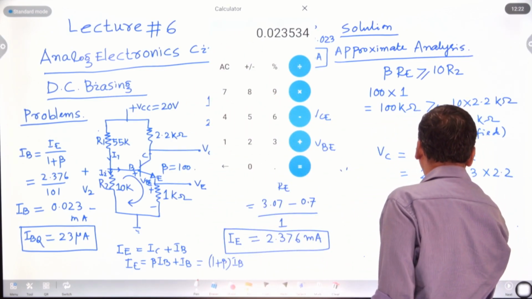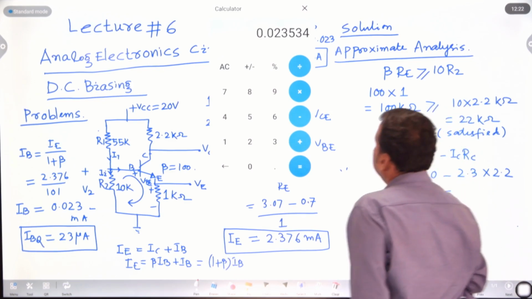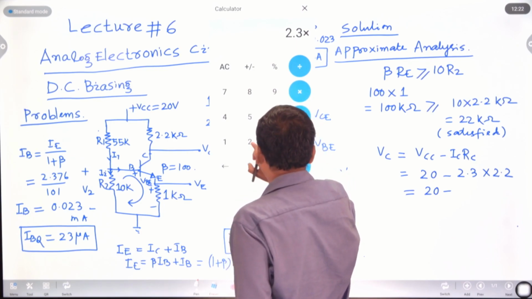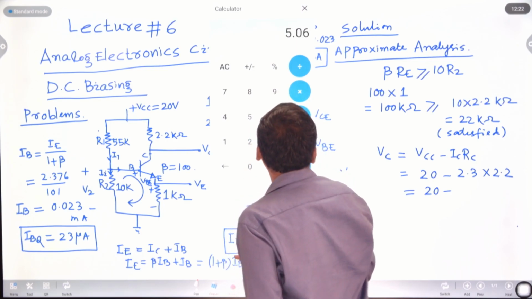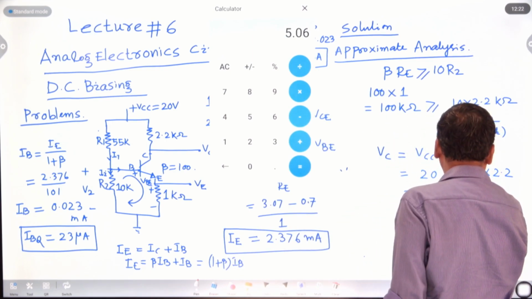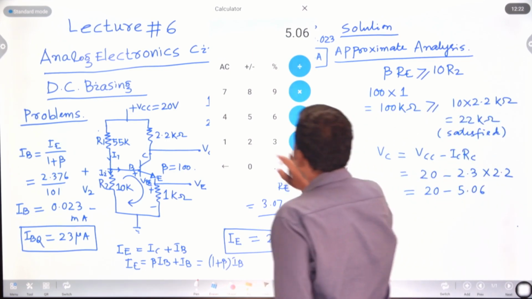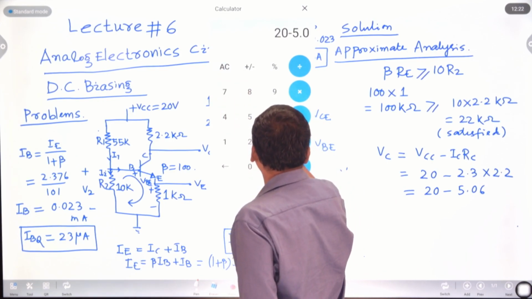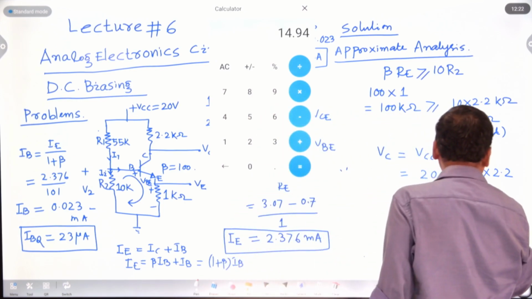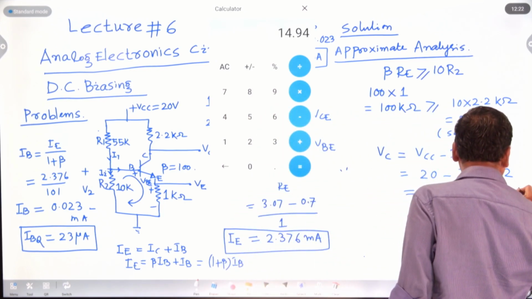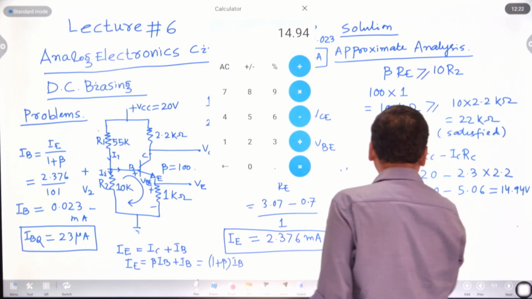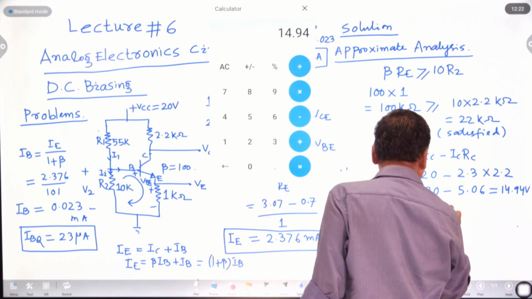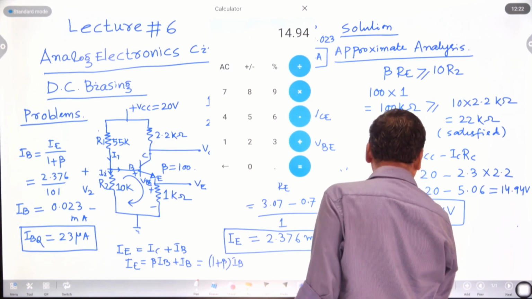And the result will be how much? That is your 20 minus 2.3 into 2.2. The value is how much? 5.06. So that is your 20 minus 5.06. The value is your how much? 14.94. That is your 14.94 volt. So that is your VC equal to 14.94 volt. That is your collector potential with respect to ground, VC.